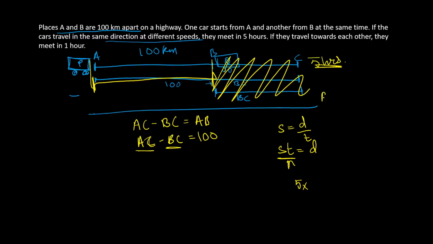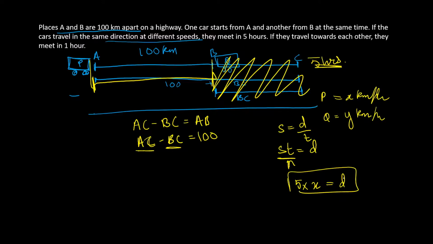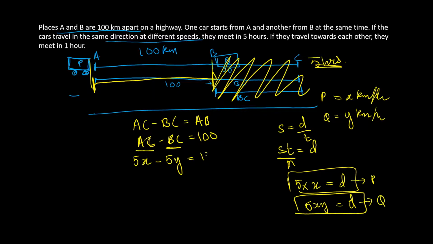So let's consider the car P speed to be x kilometer per hour, and the car Q speed to be y kilometer per hour. So that is going to be 5 times x, that is the distance of car P, and similarly 5 times y is going to be distance of car Q. So I'm going to substitute these values over here. So the car P value is 5x, car Q value is minus 5y equals the distance 100.